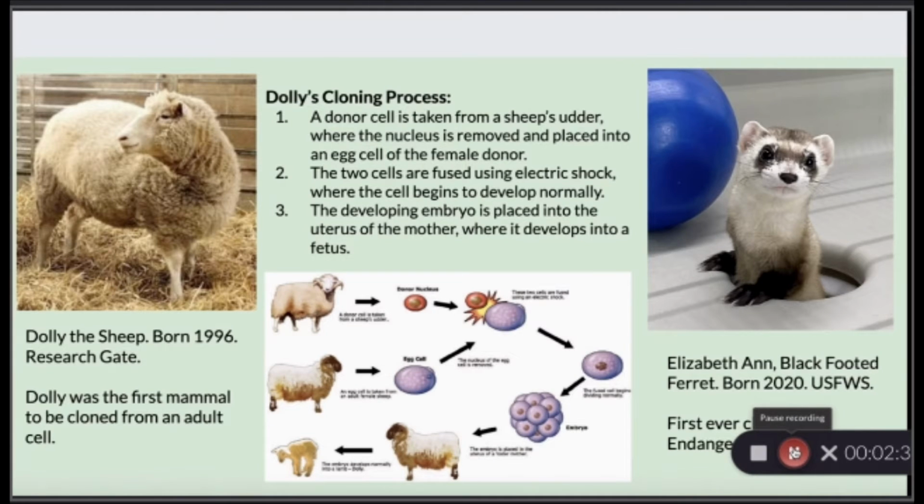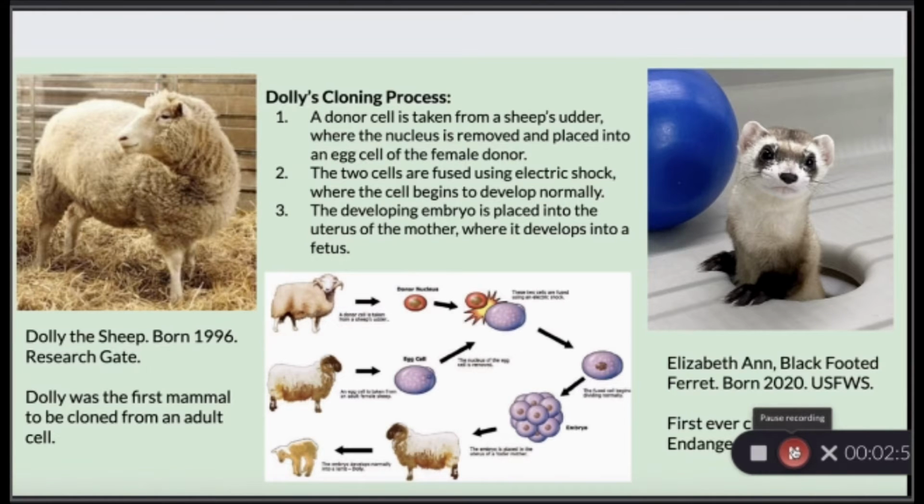An example of one of these processes of cloning is Dolly the sheep, who was born in 1996. She was the first mammal to be cloned from an adult cell, and she was one of 277 attempts that was successful. Ultimately, she lived a completely normal life until she passed away from health conditions. And her cloning process was rather simple.